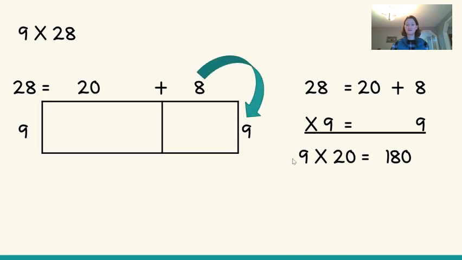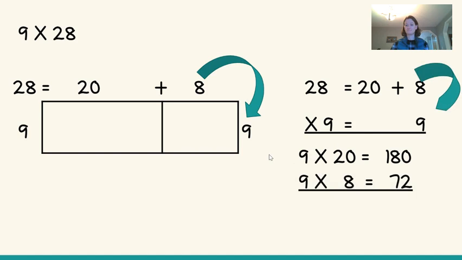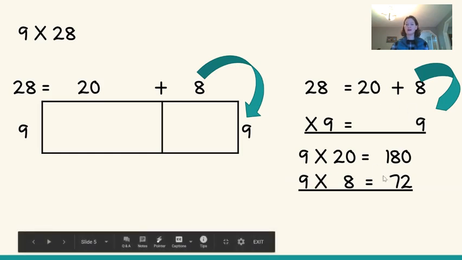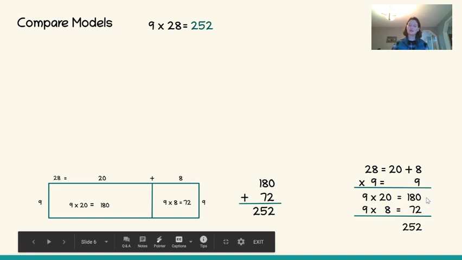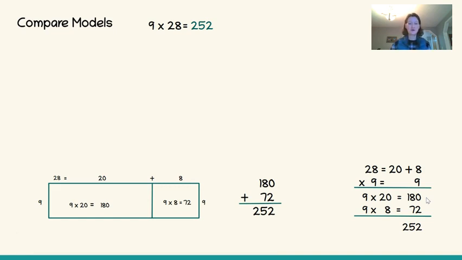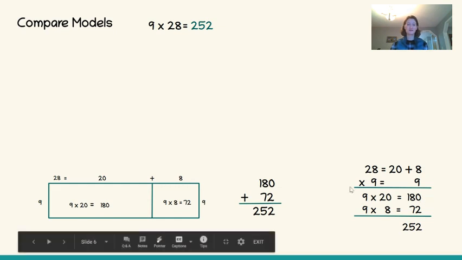The next step is to multiply the 8 and the 9, or 9 times 8, and the answer is 72. So we're using our expanded form here, 9 times 20, and then 9 times 8, and we're putting our equations down here. Now we solve by adding the 180 and the 72, and we get 252. If we compare the two models, we did the same problem, 9 times 28, and came to the same answer, 252.